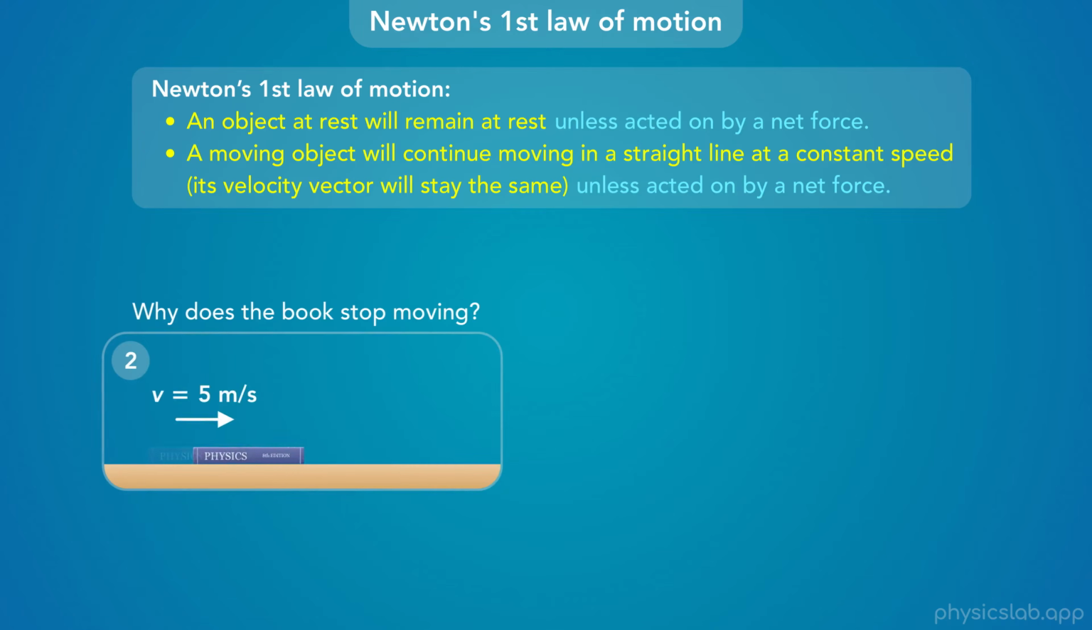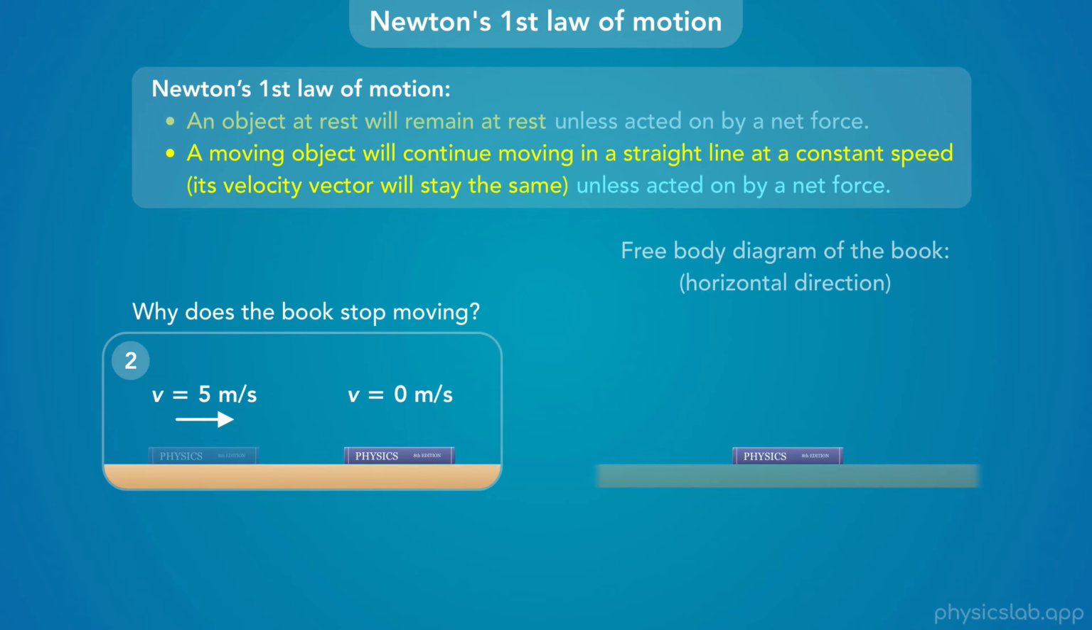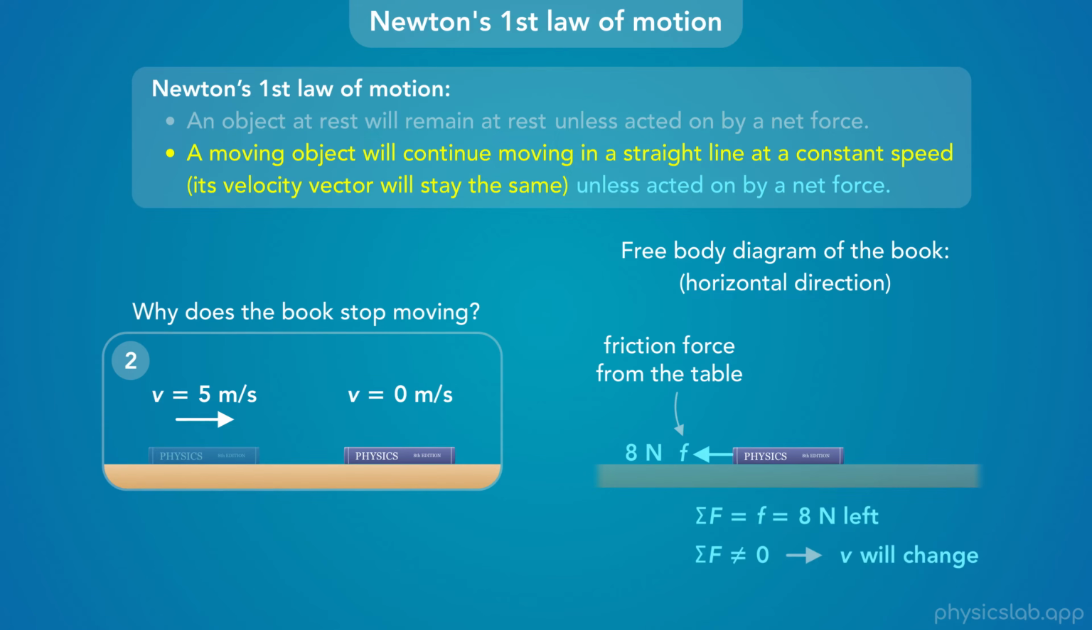In the next scenario, when you slide a book across a table, why does it slow down and stop? According to Newton's first law, there must be a net force acting on the book. After you let go, there's only a friction force acting on the book in the horizontal direction. Maybe it's something like 8 newtons. So the net force on the book is that friction force, 8 newtons to the left. Since the net force is not zero, the velocity changes from 5 meters per second to 0 meters per second. The book doesn't stop on its own, it stops because of the net force. If there was no friction, the book would keep moving because of its own inertia.